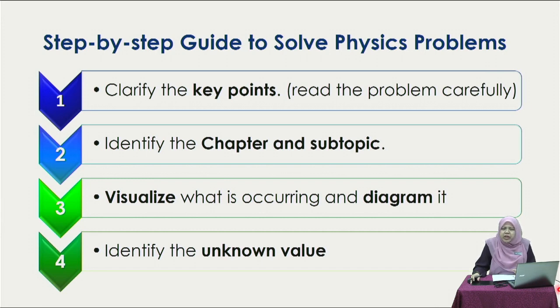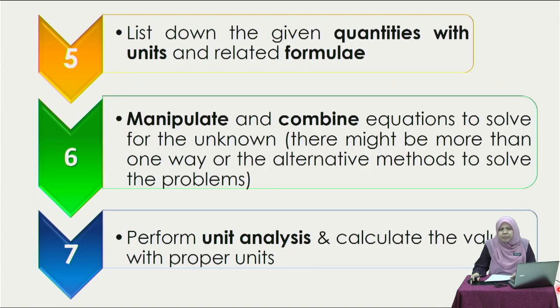The unknown value is what occurs in the question. What does it want in the question? Whether it wants the angle, whether it wants the distance, or so on. Next, we will look at the next step. Number 5, list down the given quantities with units and related formulas.